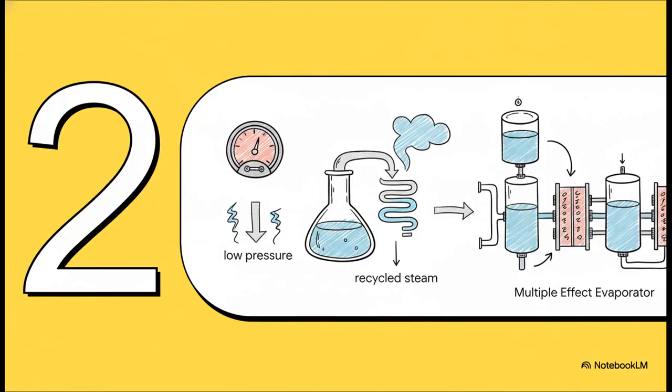It's a massive, massive improvement in efficiency. Okay, so we've got our two core principles down, low pressure and recycled steam. So now, let's see how these ideas actually get built into a real machine. We're going to assemble a multiple effect evaporator, piece by piece, so you can see how it all fits together.